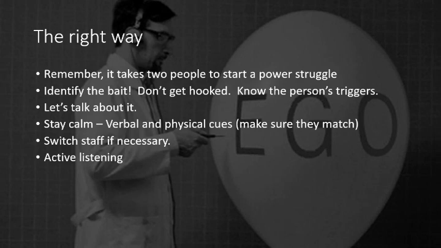And finally, one of the most important tools we can use is active listening. This goes along with let's talk about it. Give physical and verbal cues that show you are interested in helping the person and that you're actually taking their requests and concerns seriously. You can do this by repeating what they're saying back to them, making eye contact, nodding your head, and letting them know you really want to know what they're trying to say.